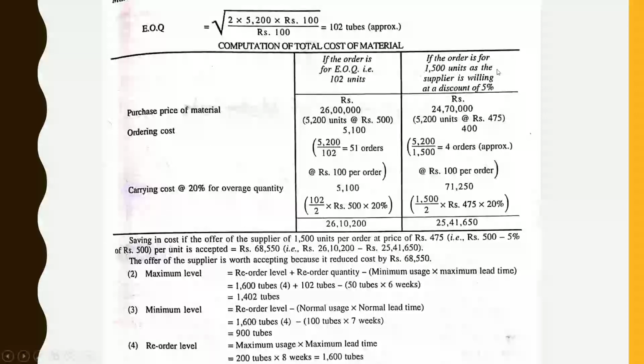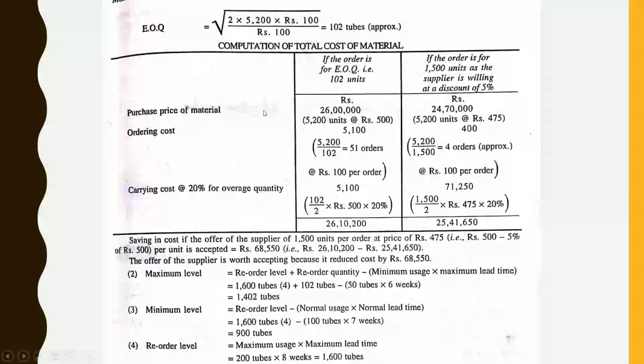So what will be the cost? Here 5% discount is given. So that means 500 minus 5%, that means 475. So annual requirement 5,200 into 450 or 475. So it will be 24,700. So this is the price of material.